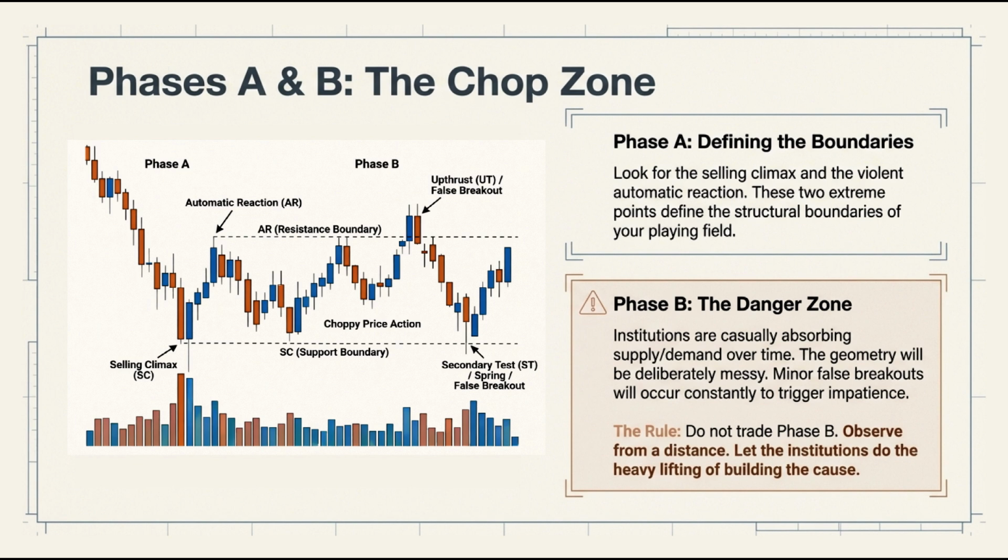Phase B is considered the danger zone because the price action is deliberately messy and features constant minor false breakouts meant to trigger trader impatience. The golden rule is to avoid trading Phase B and instead observe from a distance while institutions do the heavy lifting of building the cause.